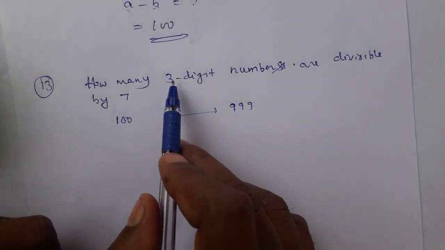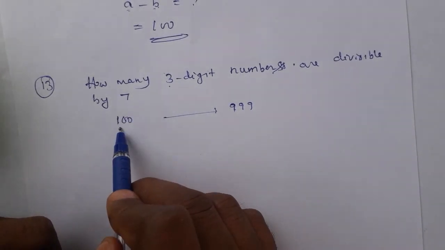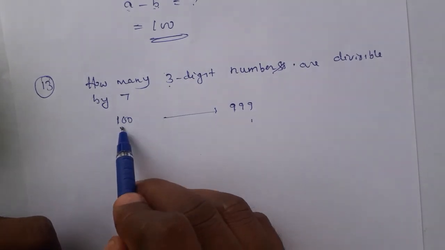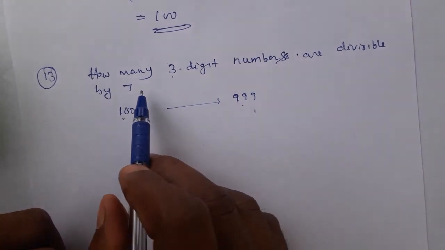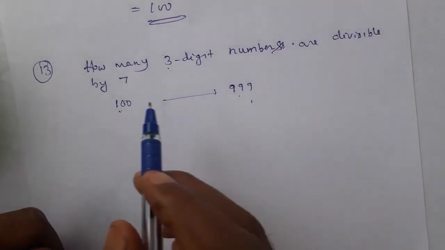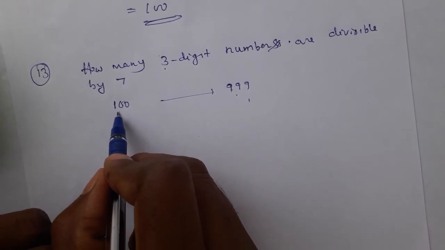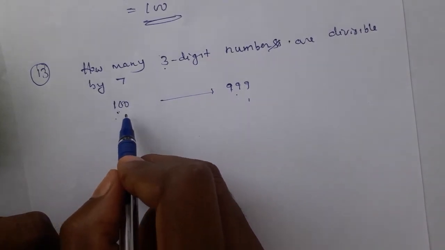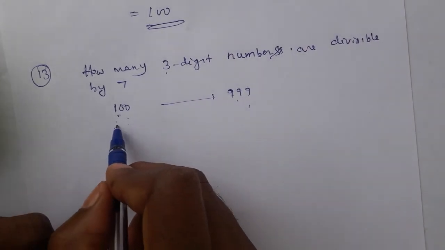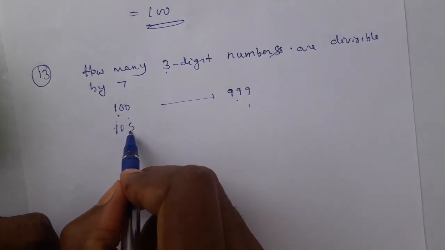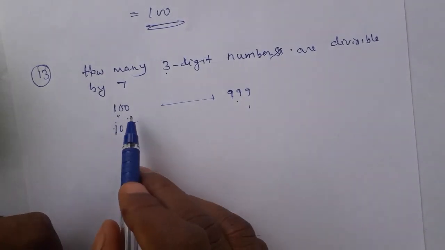First we write the three digit numbers: they start from 100 to 999. Between these two, how many numbers are divisible by 7? We start checking. Is 100 divisible by 7? No. 101, no. 102, no. You can try in the working column. 103, no. 104, no. 105, yes, 7 divides it.